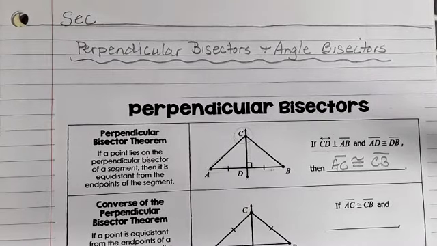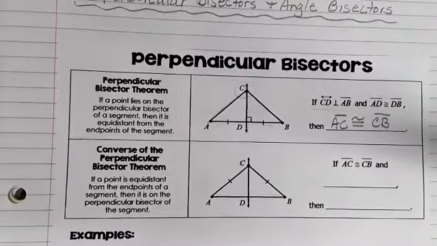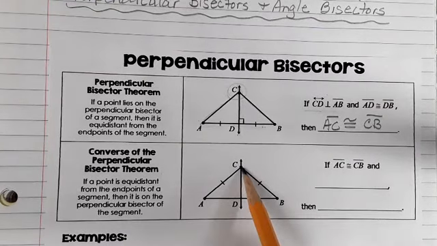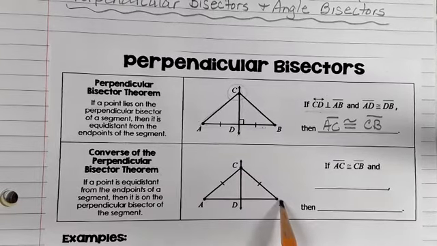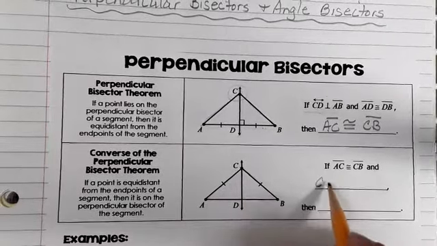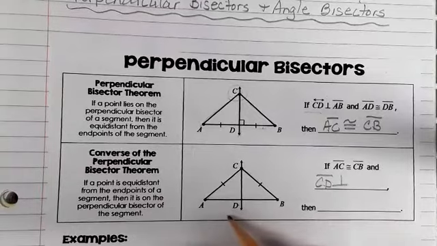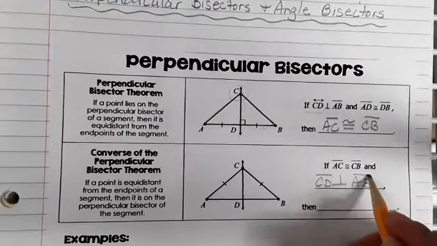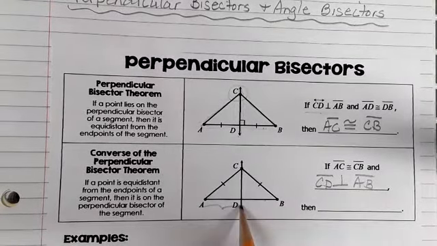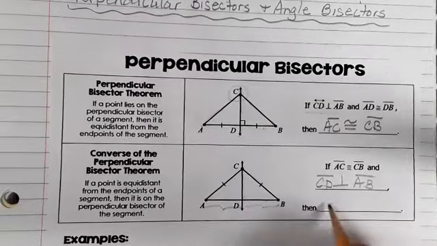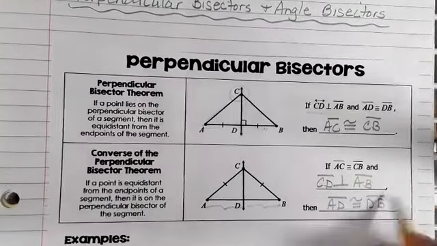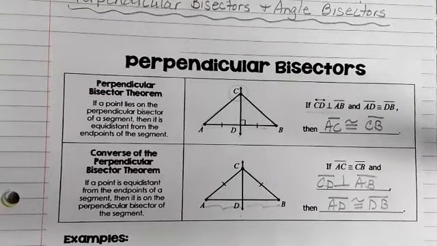Now it works in reverse as well. The converse of that theorem basically states, let's say that you already know that C is the same distance from A as it is to B, and you know that CD is perpendicular to AB, so you know that that's a right angle. Then you can tell me that AD is going to be the same as DB. So that is just going in reverse to what this one was here.